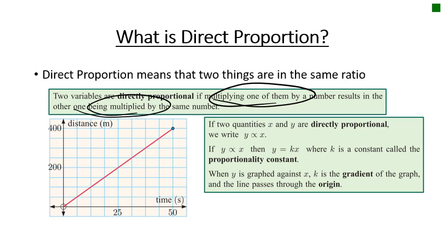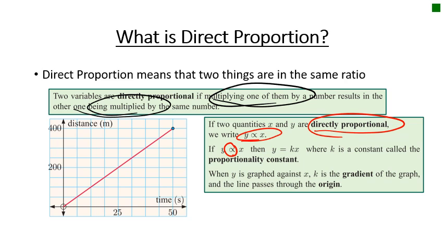So if one gets bigger, the other one is going to get bigger by the exact same amount, or if one gets smaller, the other one's going to get smaller by the exact same amount. If two quantities or two variables are directly proportional, then we write them using this little cursive arrow symbol. It kind of looks like an at sign, but this symbol means directly proportional.